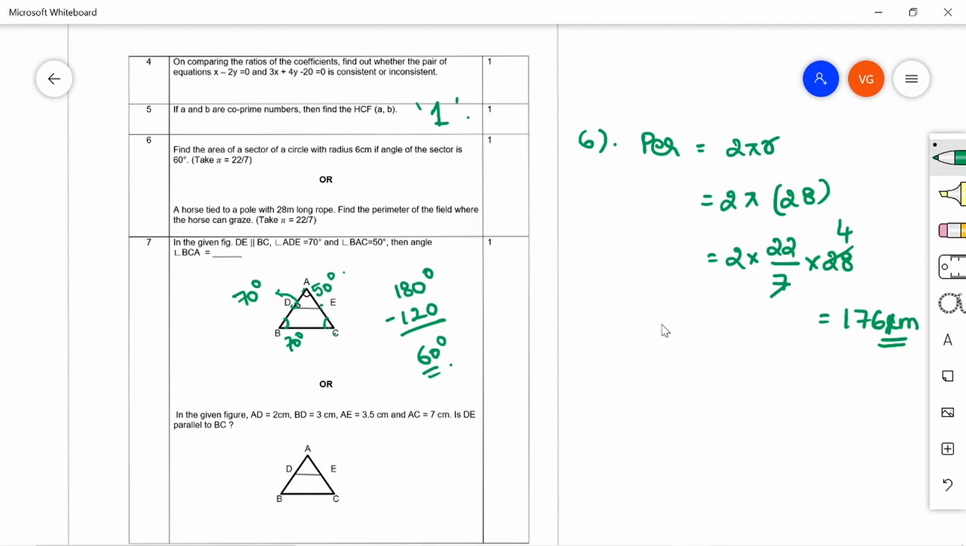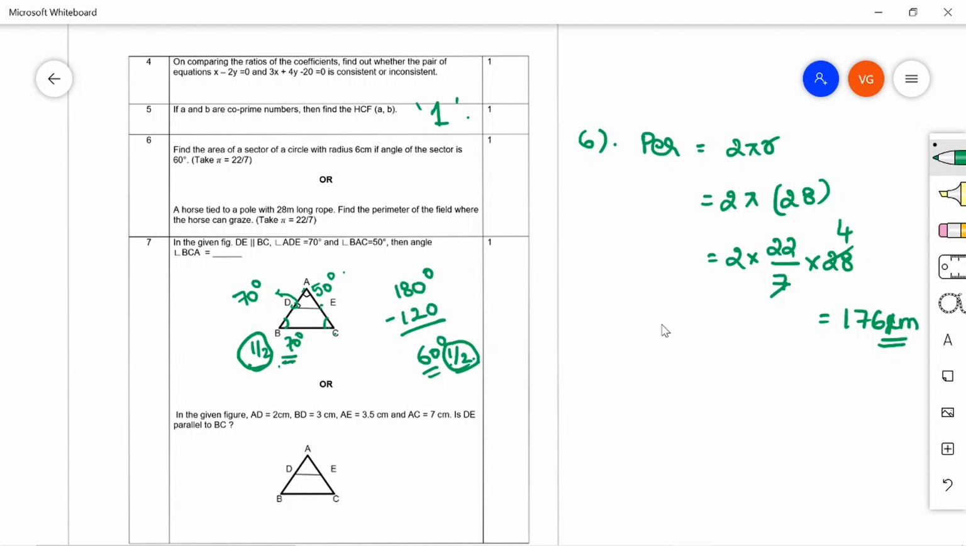For this you have to write that these two are parallel lines, so that after finding out this angle is 70 degree you will get half mark. Then after finding out this angle you will get another half mark here, right? Coming to the either or question, another internal choice you are given here.